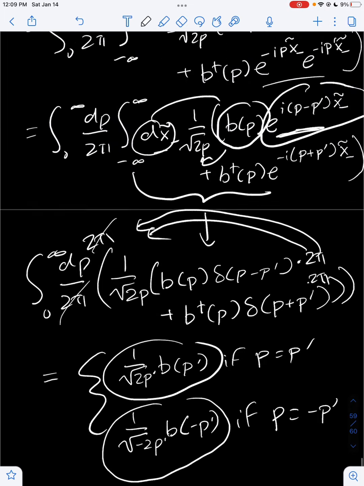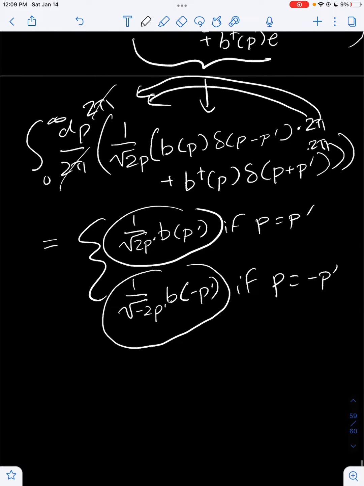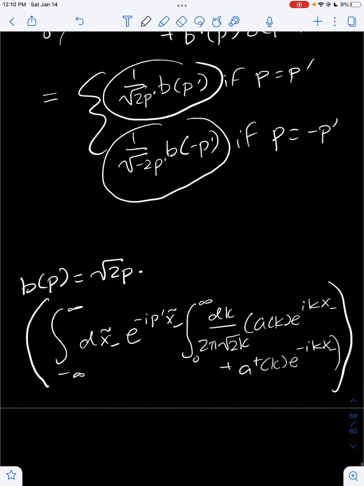It's pretty nice. So if p is positive, we have this. So let's take p to be positive. And if we take p to be positive, we can say that b of p equals the square root of 2p, and since p equals p prime, we can still use p here. b of p equals the square root of 2p times this entire thing right over here, pretty much.